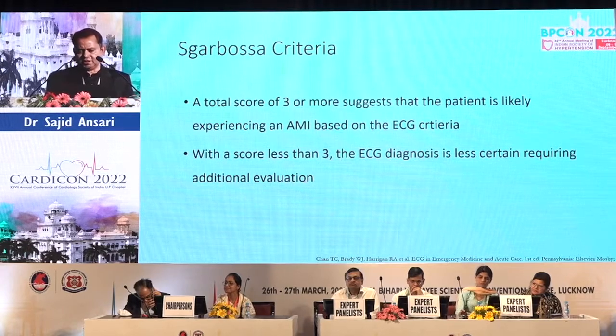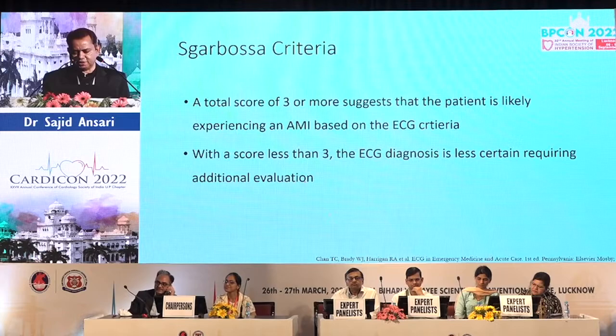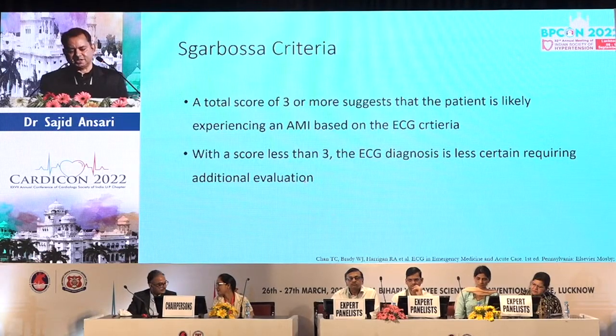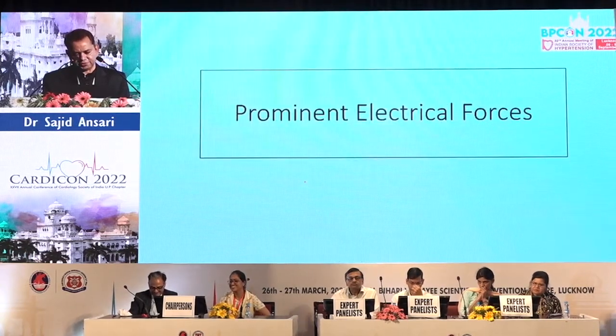A Sgarbossa criteria score of 3 or more suggests the patient is likely to be experiencing acute myocardial infarction based on the ECG criteria. With a score less than 3, the ECG diagnosis is less certain, requiring additional evaluation.